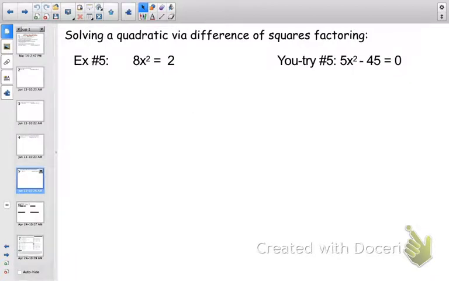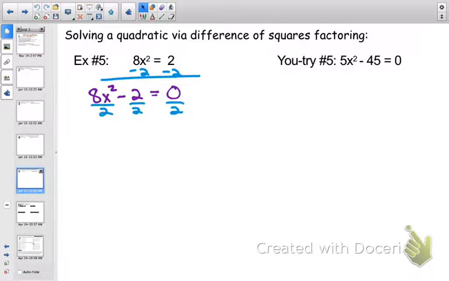Last example, solving a quadratic via difference of squares. So our first thing we need to do, get 0 on one side. So I'm going to subtract 2 over. 8x squared minus 2 equals 0, and then I have a GCF of 2. So because it's an equation, I can just divide everything by that number. Because it's an equation, I can make it go away.